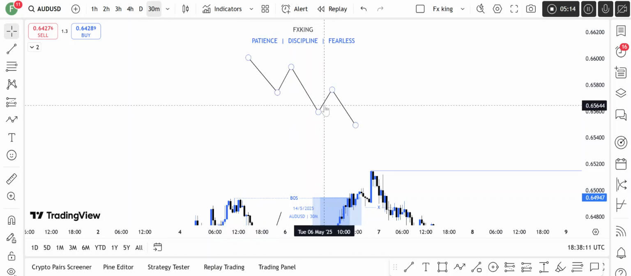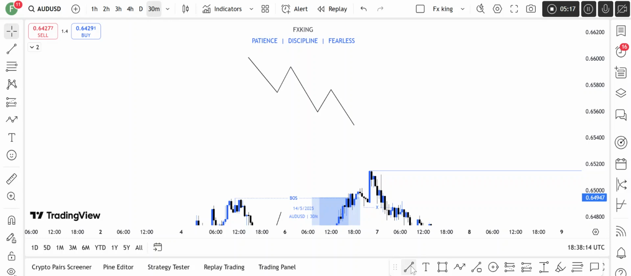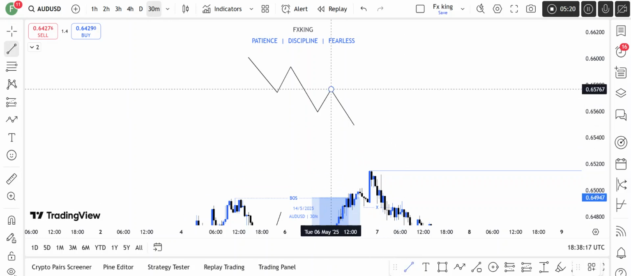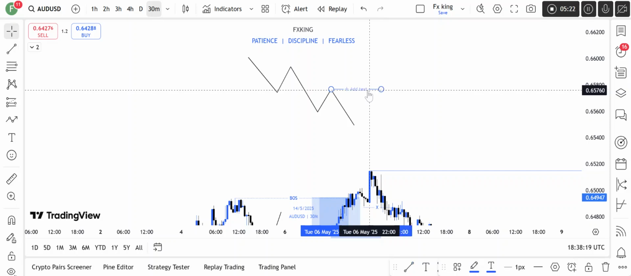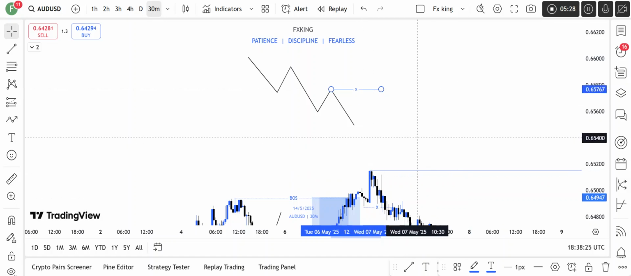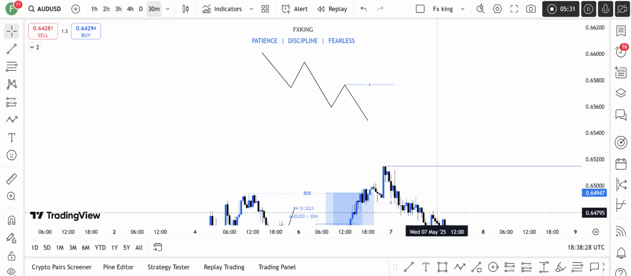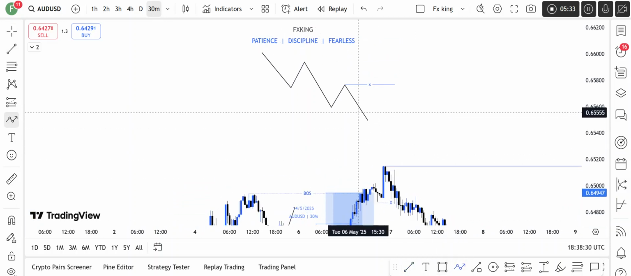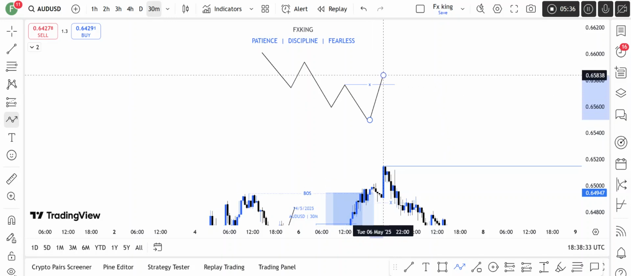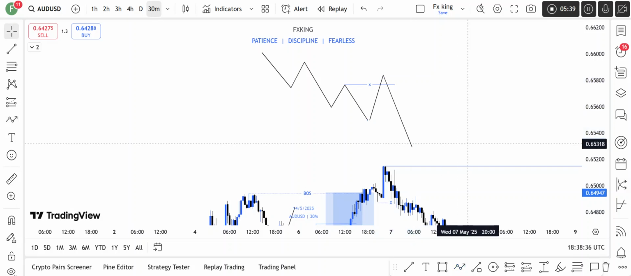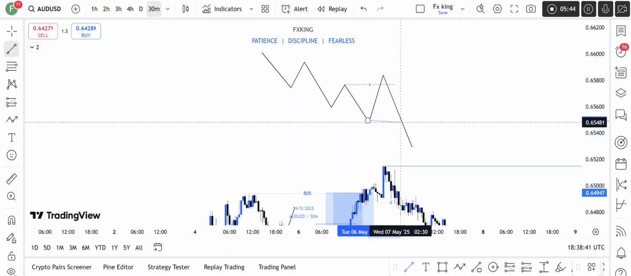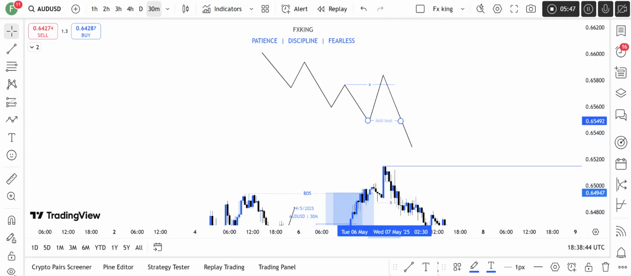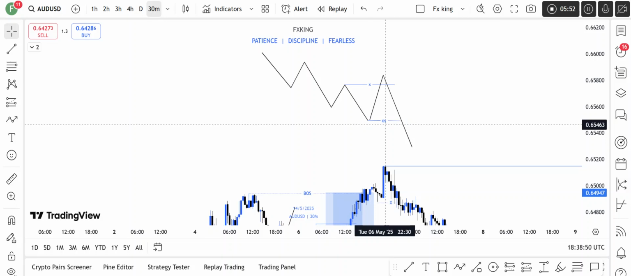The first pullback, the first valid pullback that I see, is what I mark as my inducement. So in this case, this is where I'll be marking my inducement, right? What I want to see with this inducement is for price to come above, take out that inducement, and then continue to the downside. Once this happens, we have a valid break of structure at this point here, right? This is a valid break of structure at this point because it has taken out liquidity.